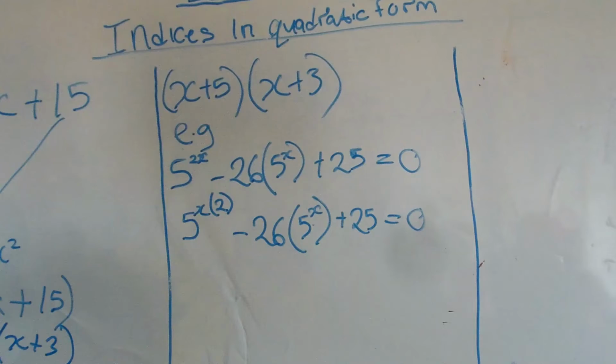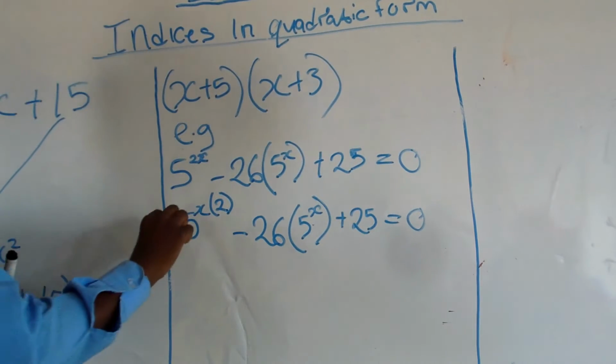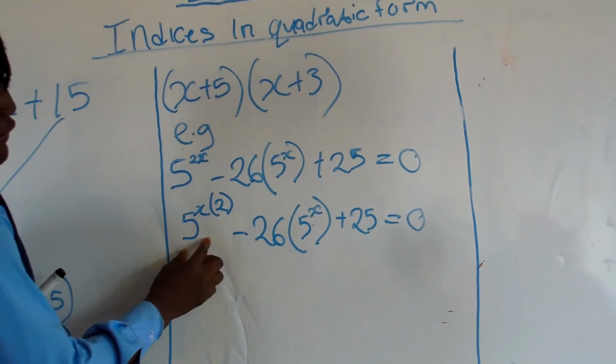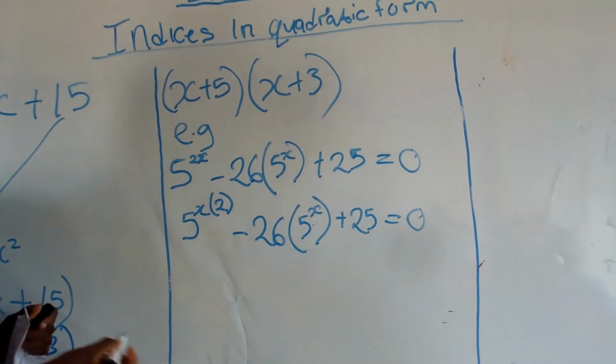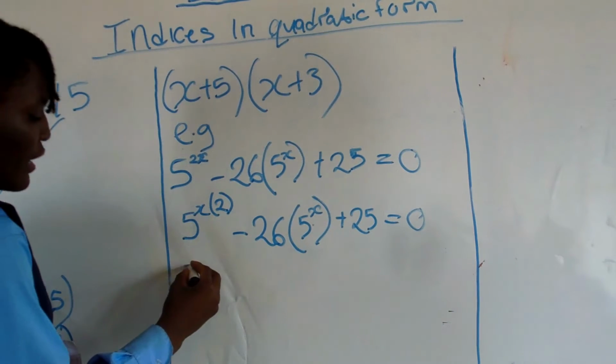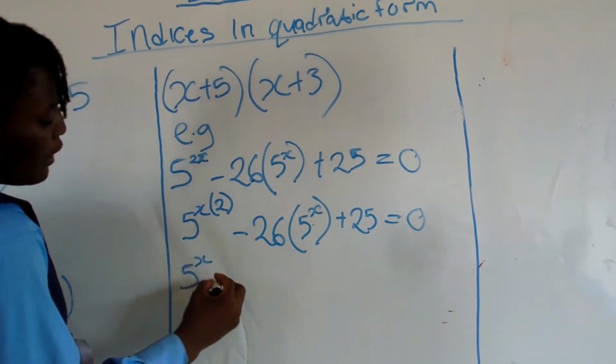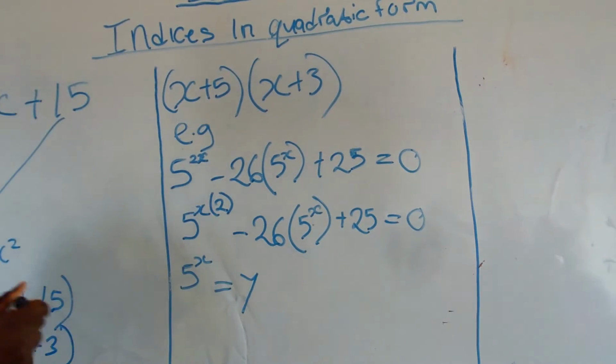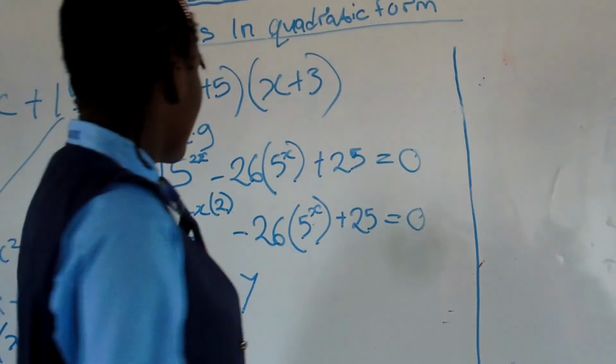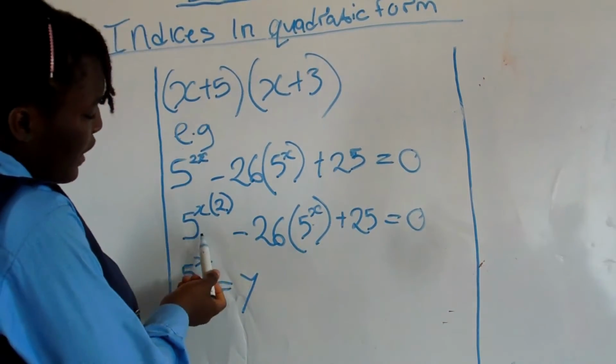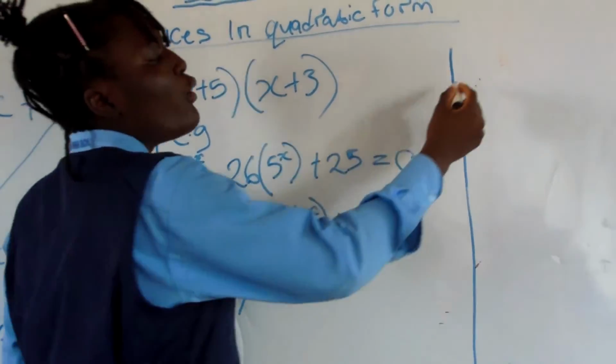So now, to make all this easier for us, we need to assign a value to this 5 raised to the power of x. So let's assign y. 5 raised to the power of x equals y. This means that anywhere you see 5 raised to the power of x, you put y. So instead of putting 5 raised to the power of x, we put y.